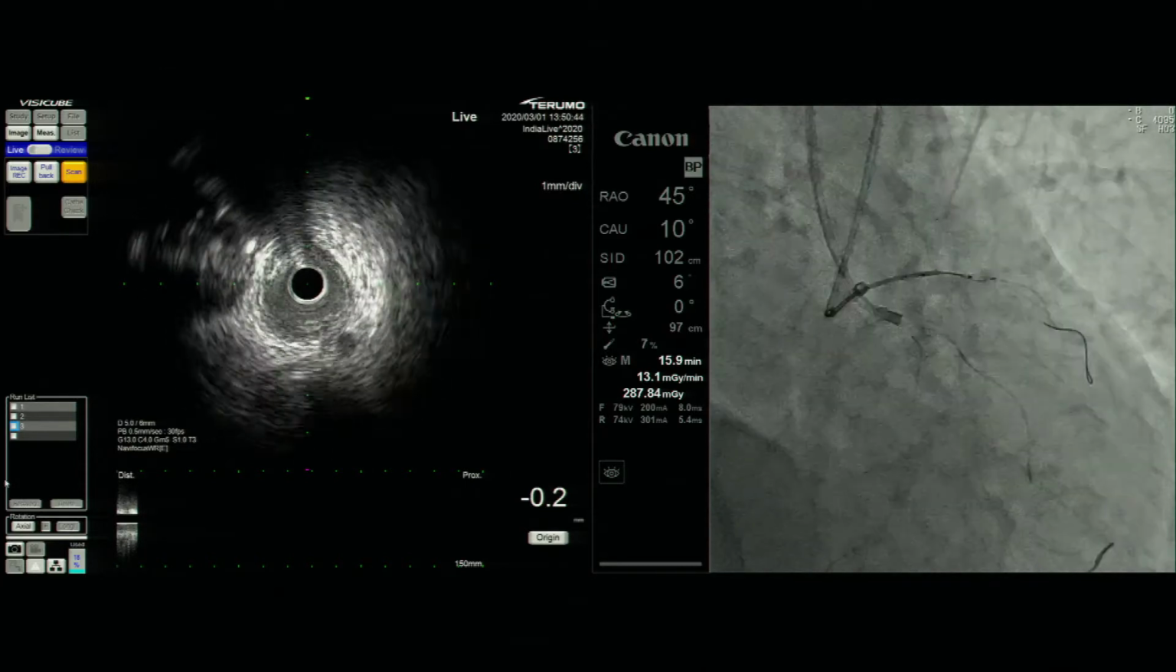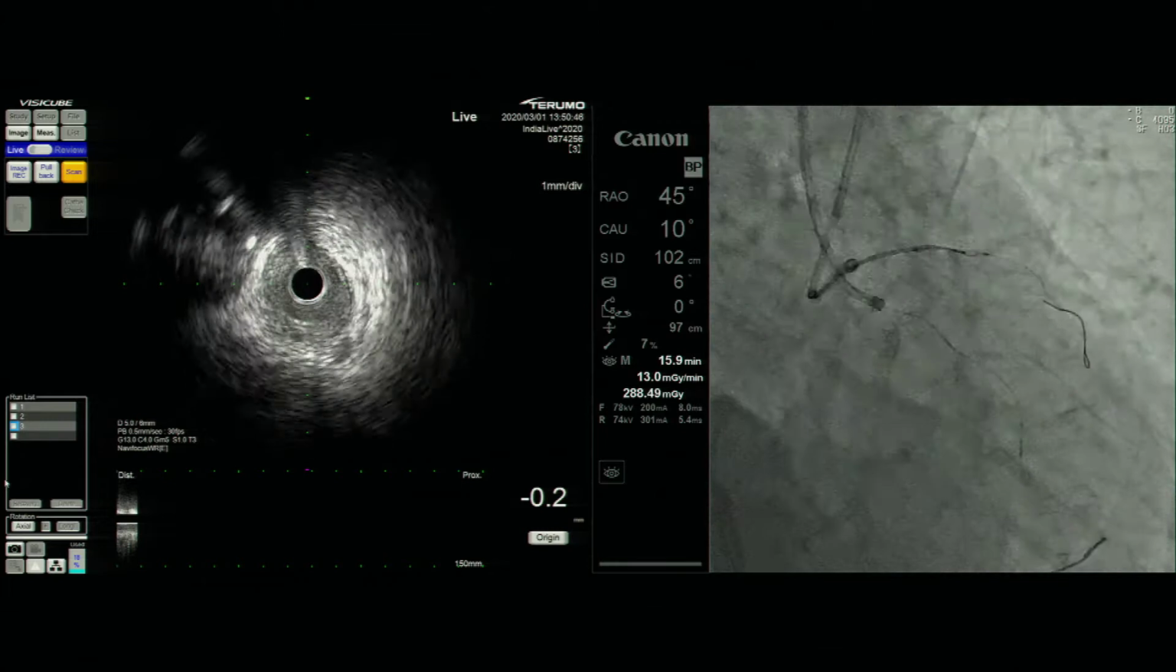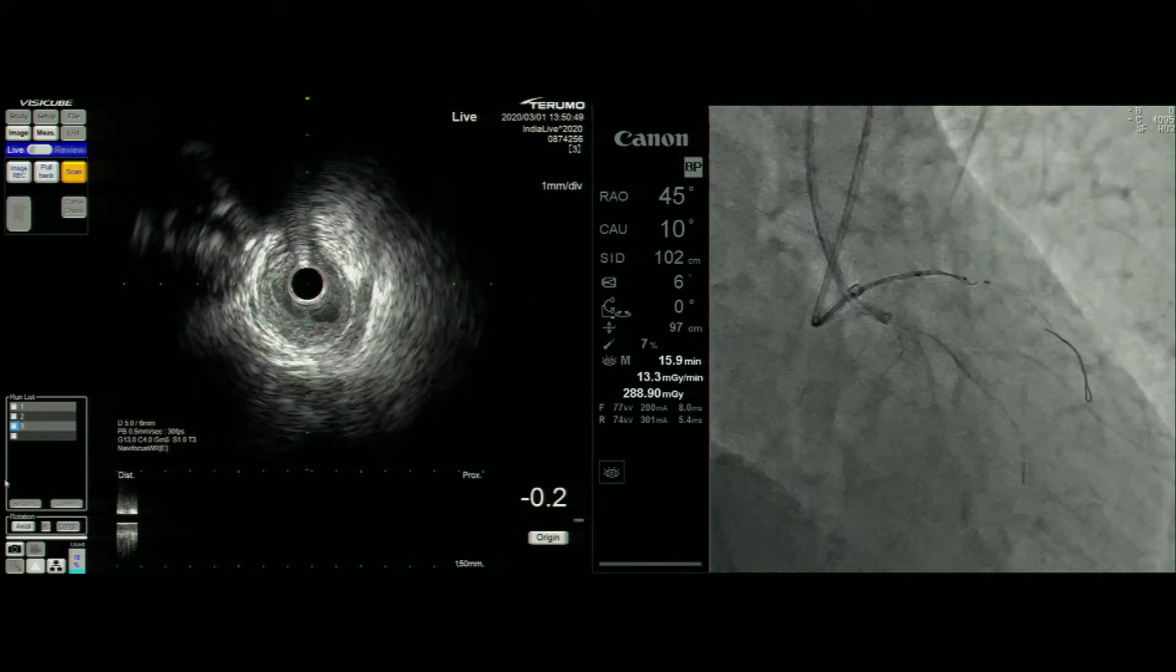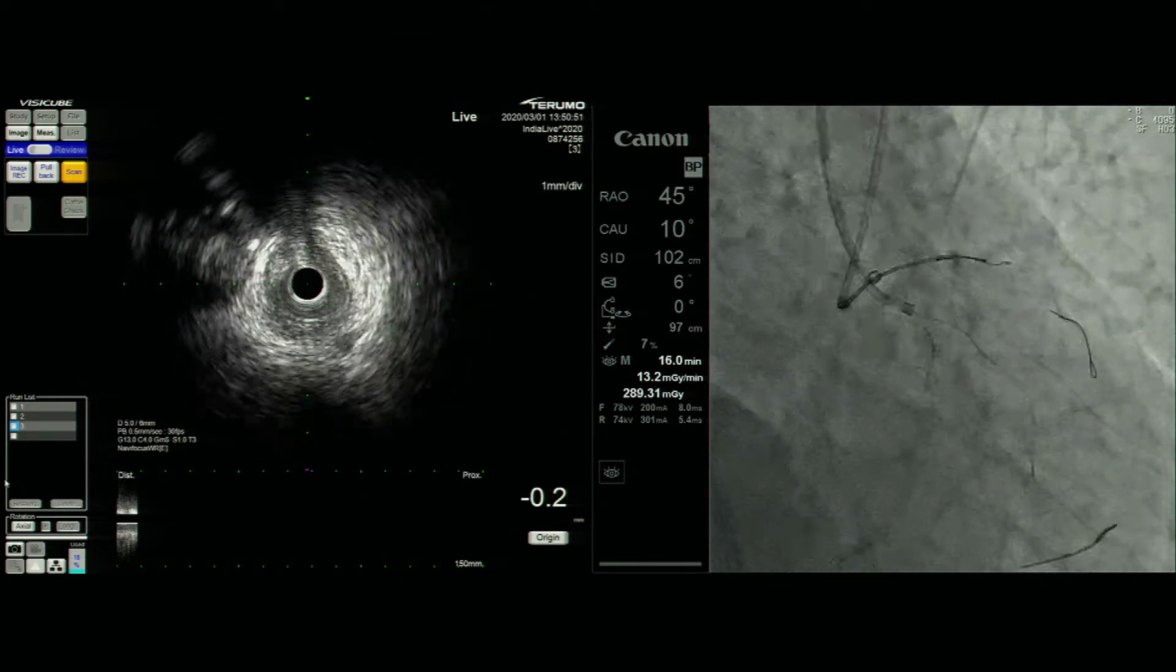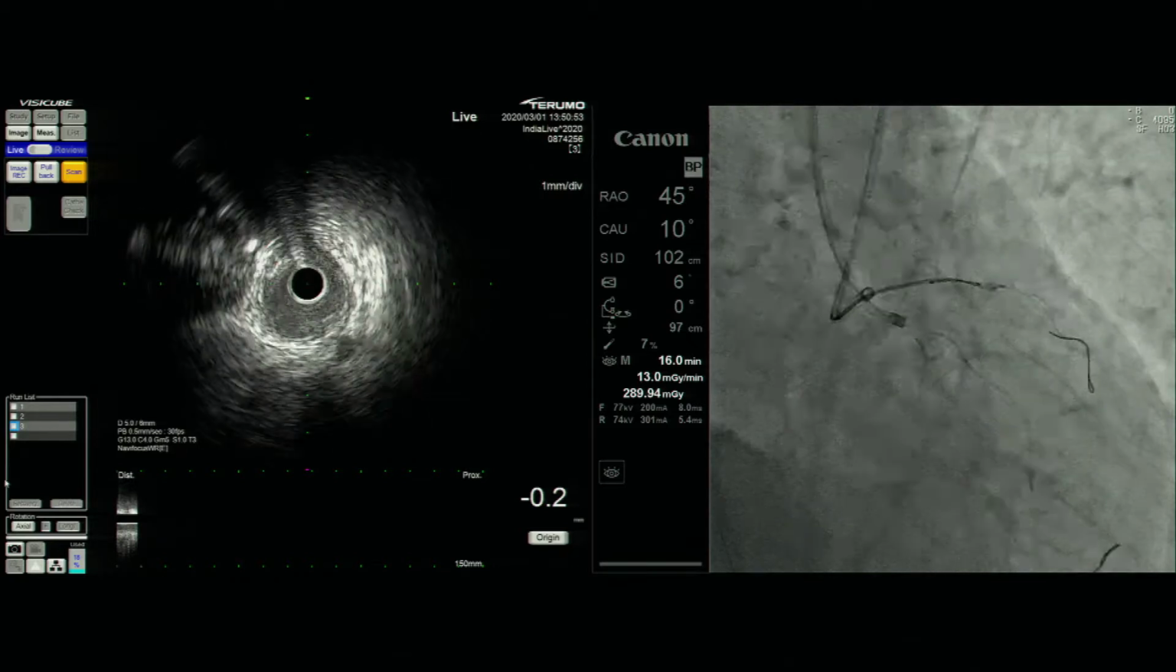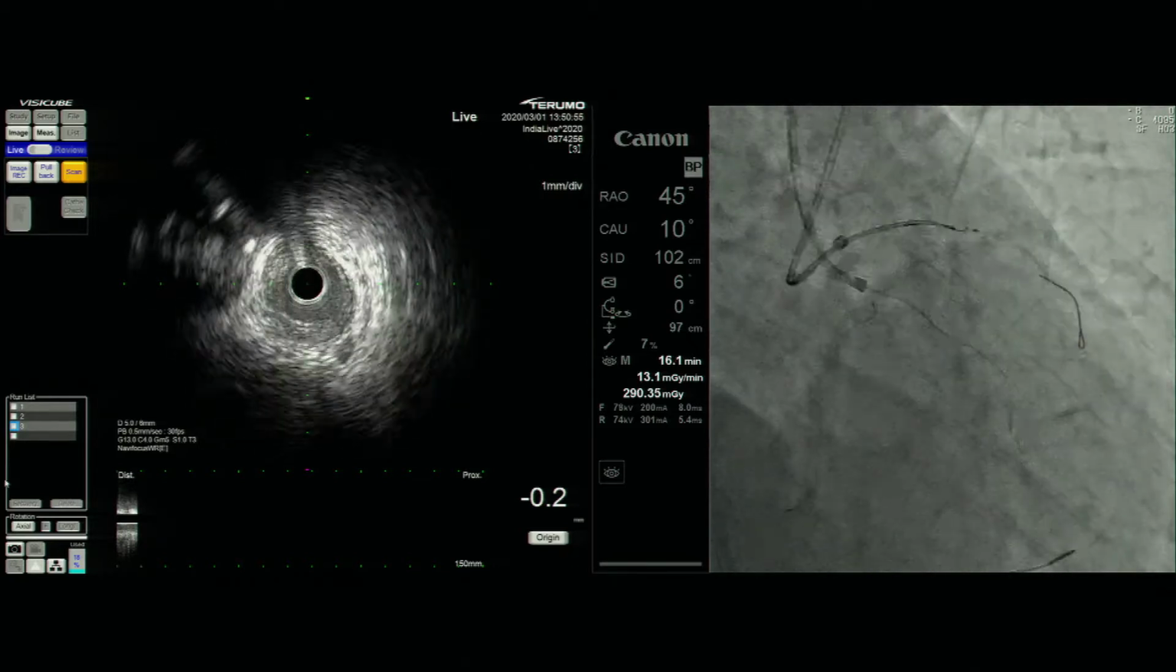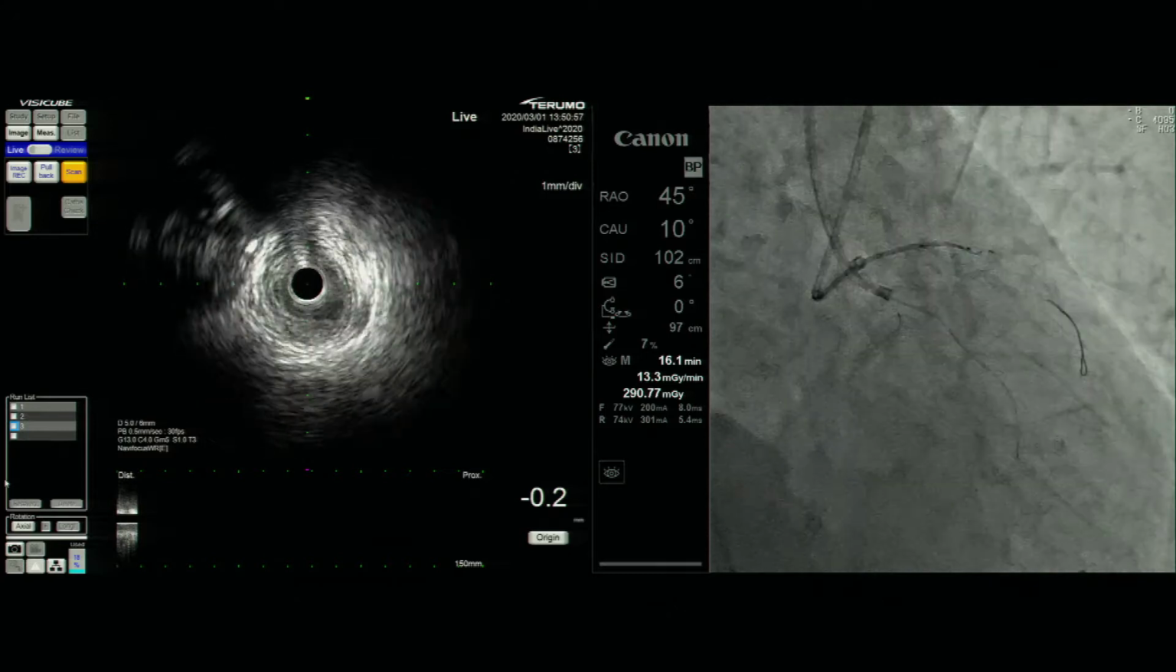So this view is very useful to recognize the gap between the wire tip and the distal tube.